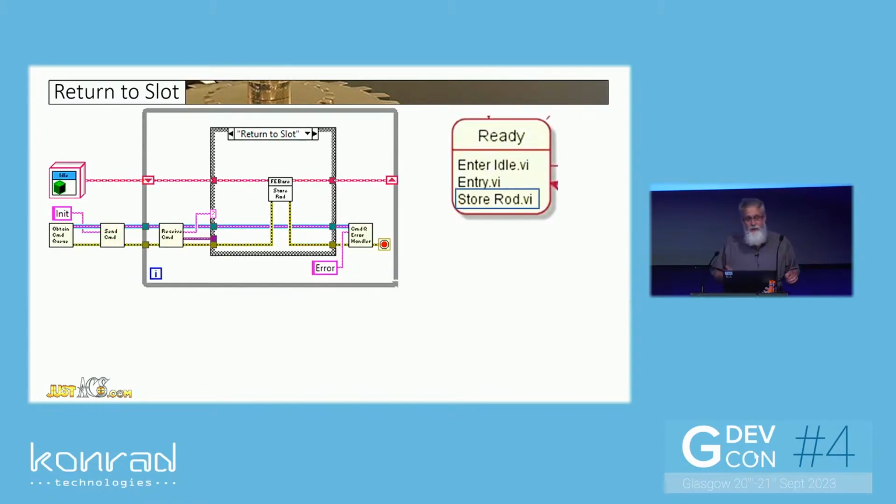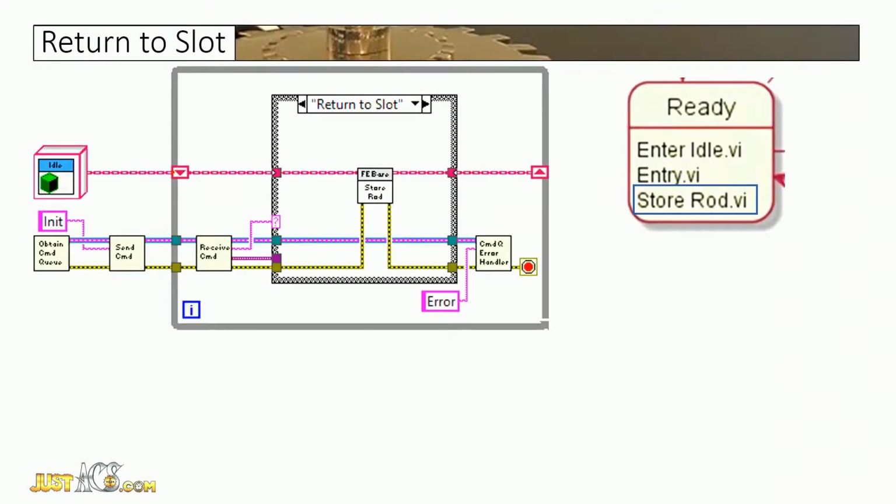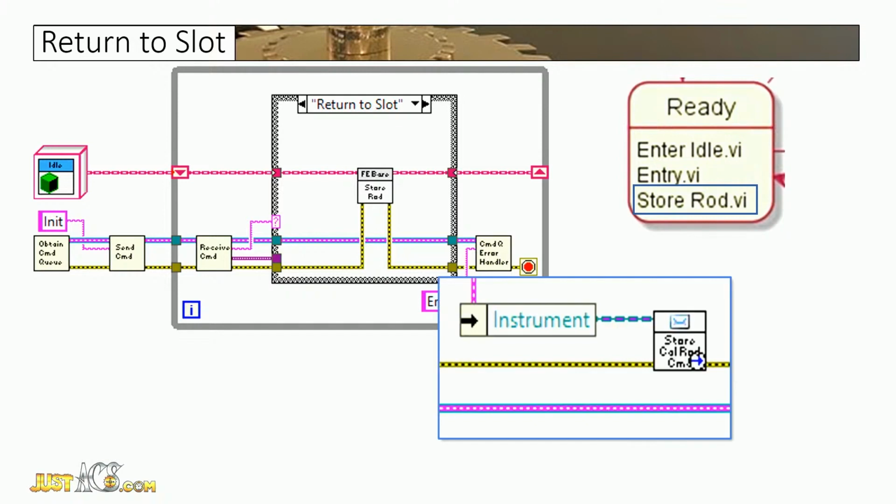So now I know how to do a transition. Everybody's clear on that? Now I have transitioned. Now what's on that wire is ready, not idle. And so when I get the store rod message, now I know what to do, and I go do it.